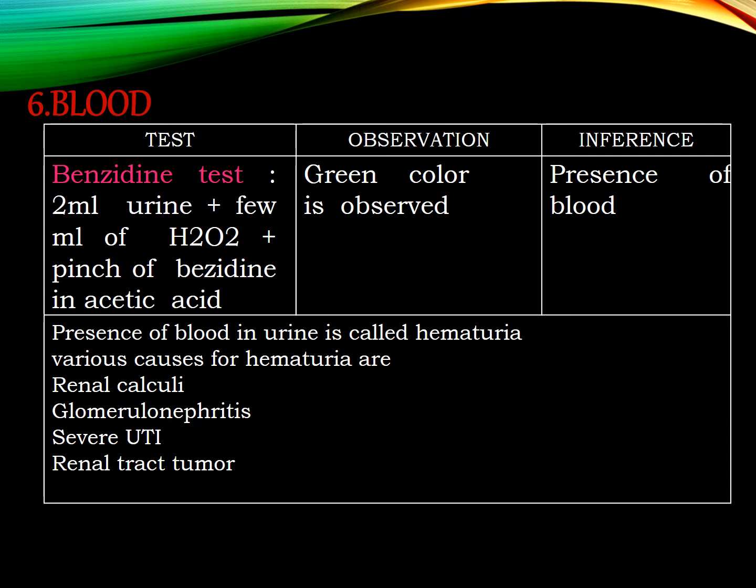And the last category of biochemical examination is the test used for the determination of blood in the urine sample, that is the benzidine test. Take 2 ml of urine and a few ml of hydrogen peroxide and add a pinch of benzidine in acetic acid, and it may produce a green coloration, which is due to the presence of blood components in the urine sample. The presence of blood in urine is called hematuria, and the various causes of hematuria are renal calculi, that is kidney stones, glomerulonephritis, severe urinary tract infection, and renal tract tumors. These all may produce the presence of blood in the urine.